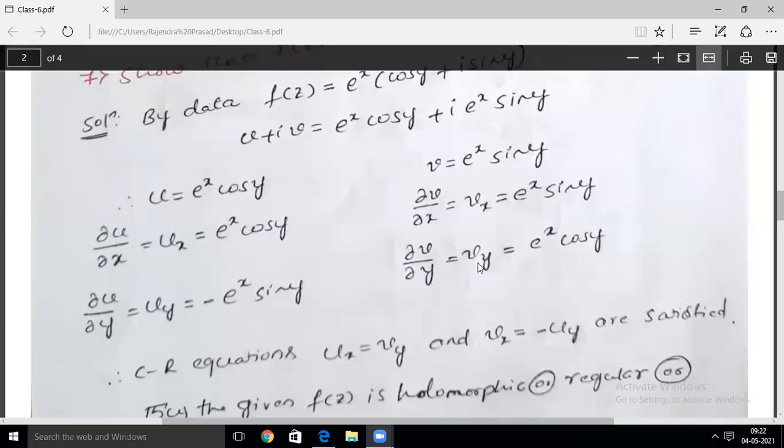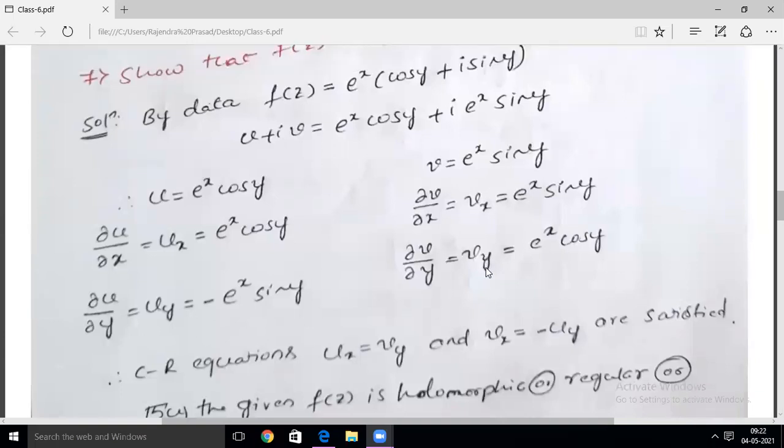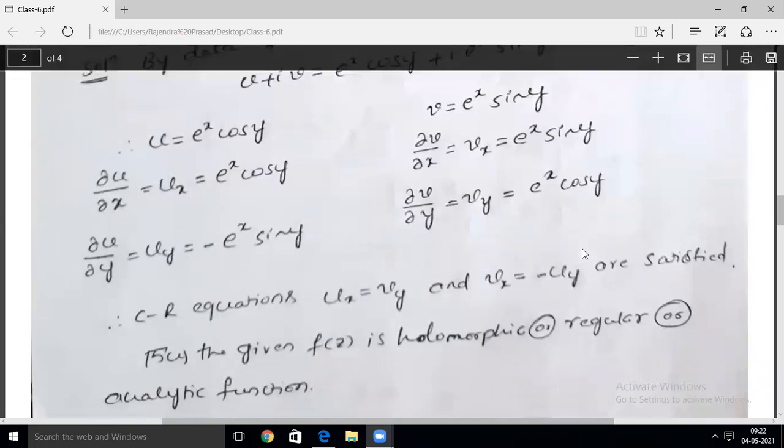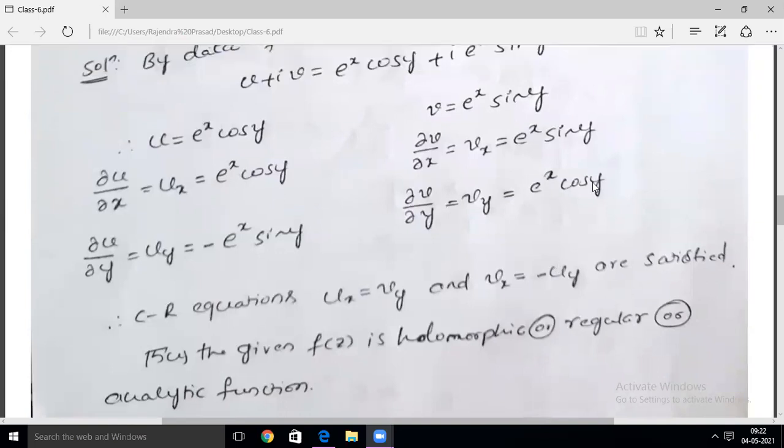Next, the v function with respect to y partially, x treated as a constant. So obviously e power x is kept as it is, and the derivative of sin y is cos y. Observe carefully here, the CR equations are satisfied. Ux is equal to vy, e power x into cos y. Vx is equal to minus uy, e power x into sin y, minus e power x into sin y. So obviously the given function is holomorphic, or a regular or analytic function.